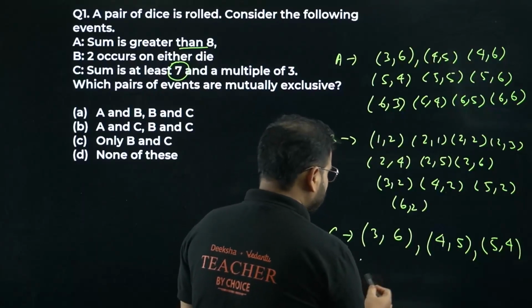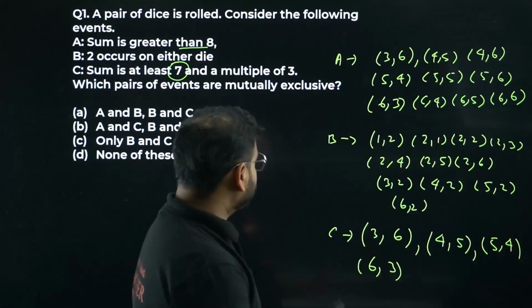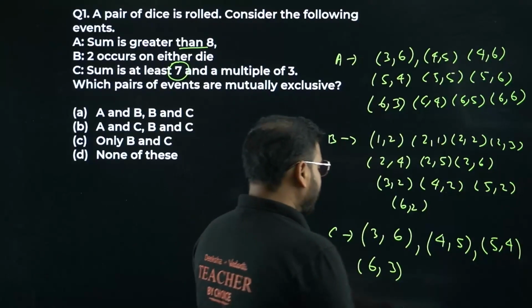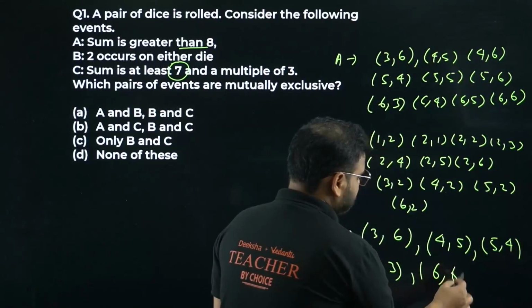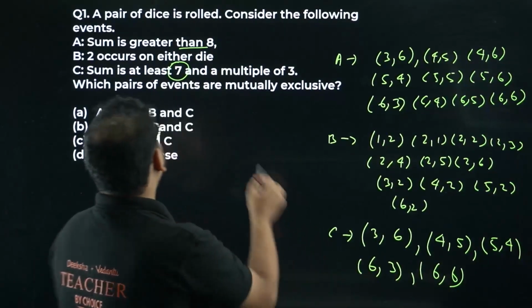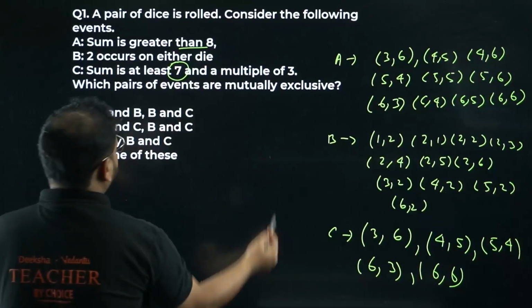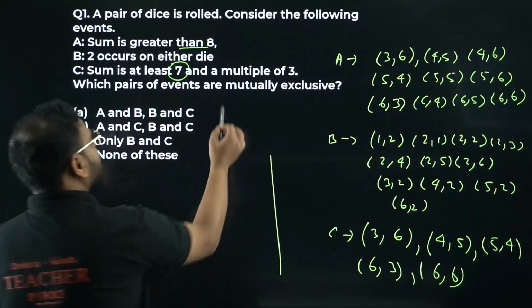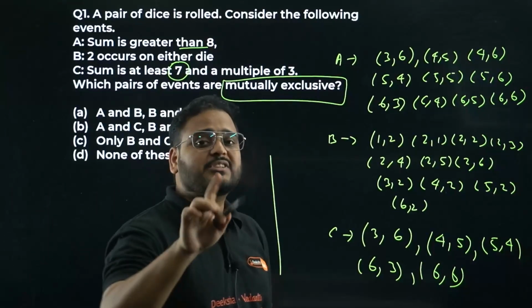Then let's move on to 6. 6 3 we can take, bacha. 6 3 is again 9, which is a multiple of 3. 6 4 we can't take, 6 5 we can't take, 6 6 we can take. The sum is a multiple of 3, and of course more than 7. Okay, now we are looking for mutually exclusive events, which means we are looking for the intersection which is 0.